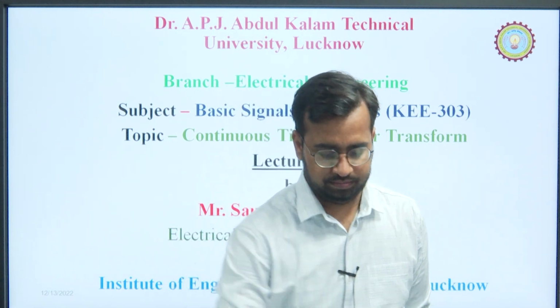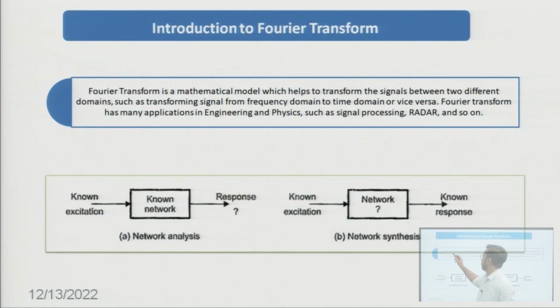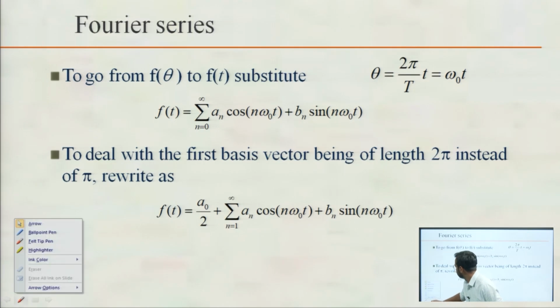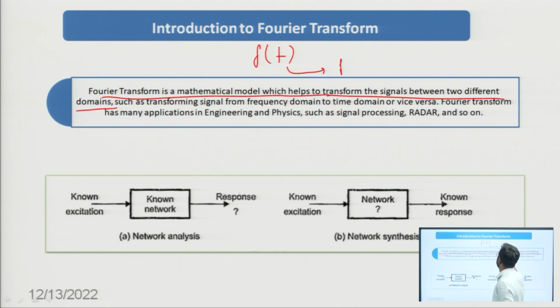So basically, when we define Fourier transform, it is a mathematical model which helps to transform a signal between two different domains. What are the two domains? In Fourier series we are discussing one domain, that is the time domain, and one more very common domain which we follow in electrical engineering or electronics engineering, that is the frequency domain.